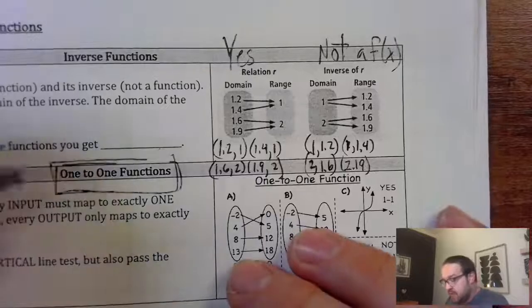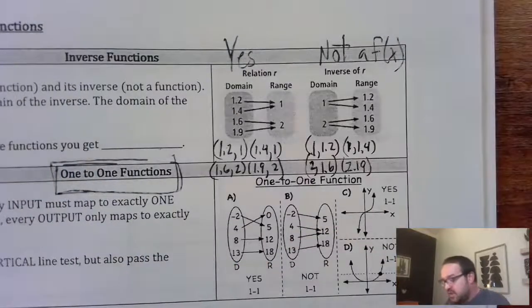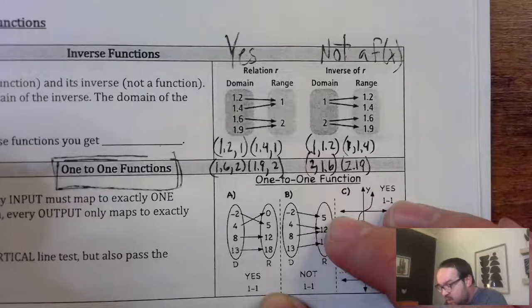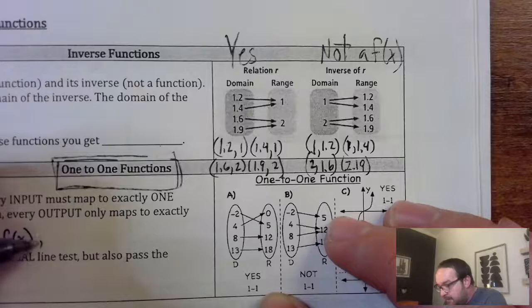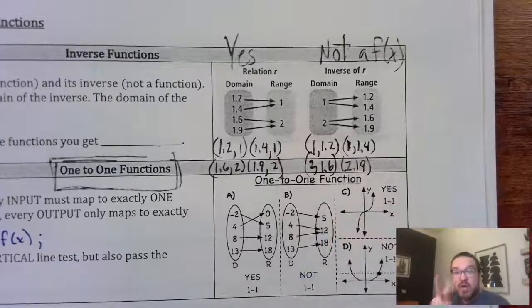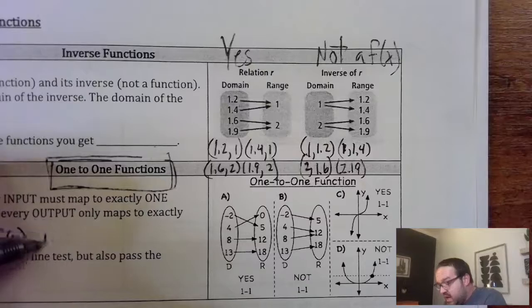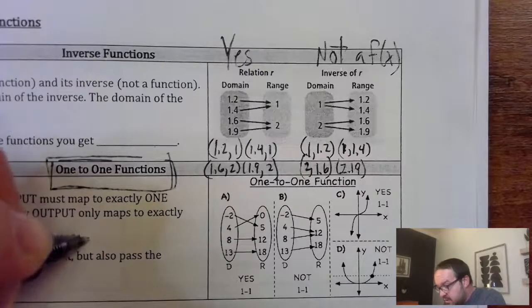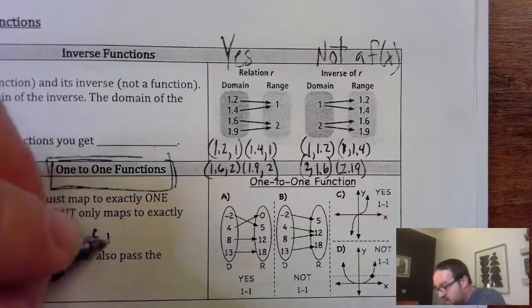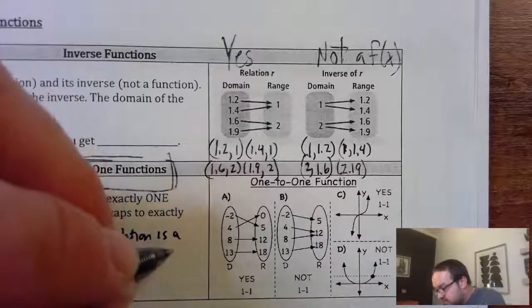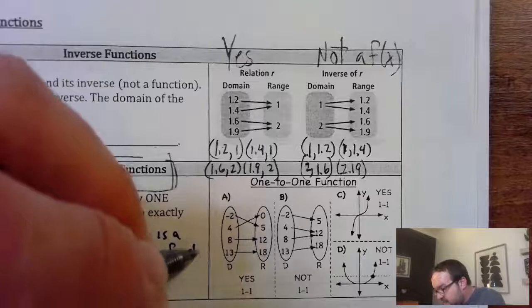So what this means for it to be one-to-one is that not only is the original a function, but after we switch x and y, the inverse of the relation is a function. Okay, and let's look at that with a picture.